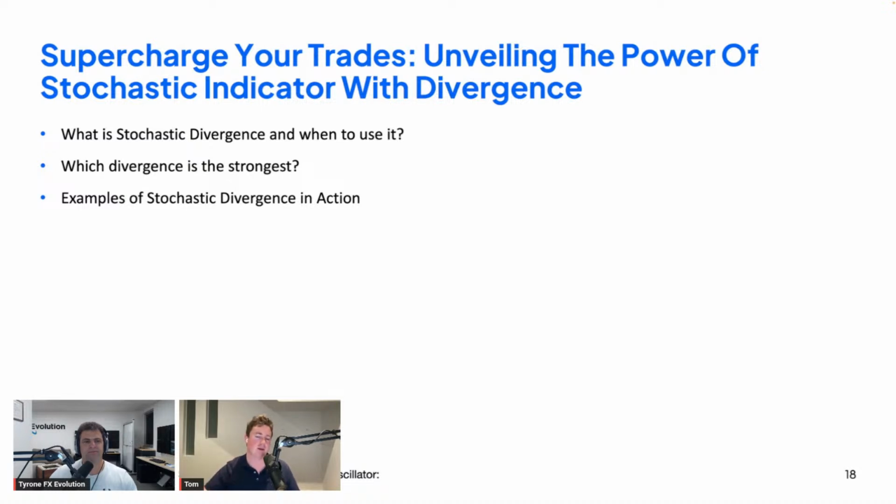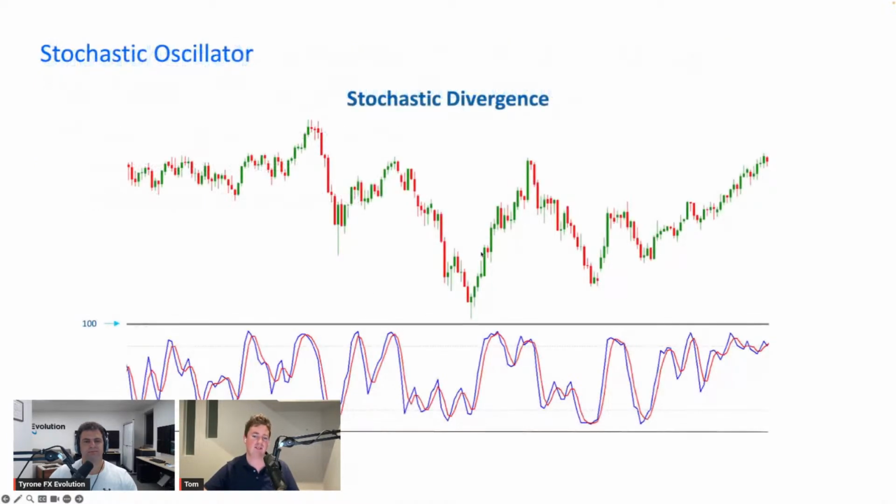What does it look like when we apply it to a currency, and how do we really apply it to these charts? So first up, we have to understand the types of divergence that we could be playing with and what divergence even is.